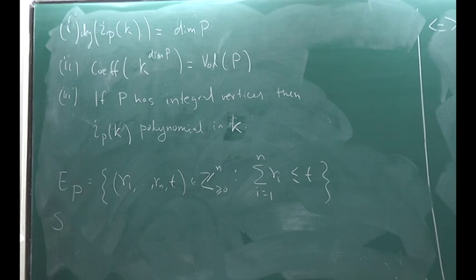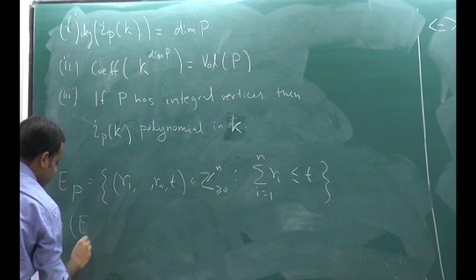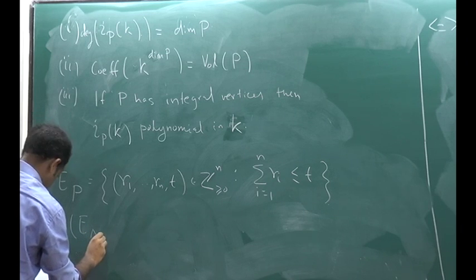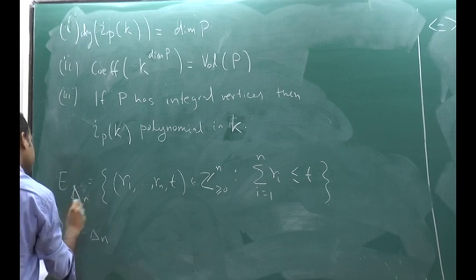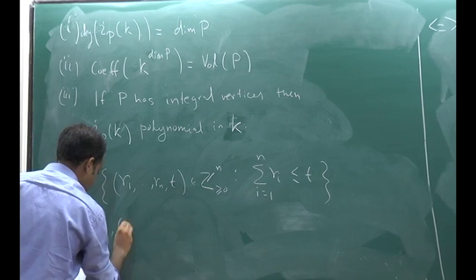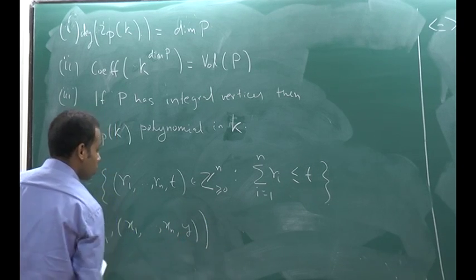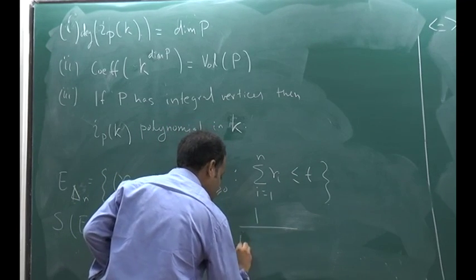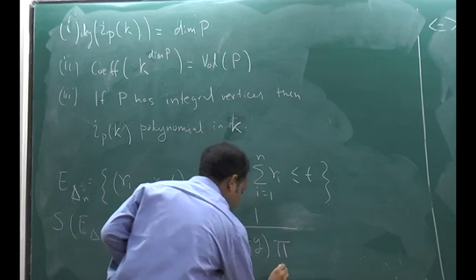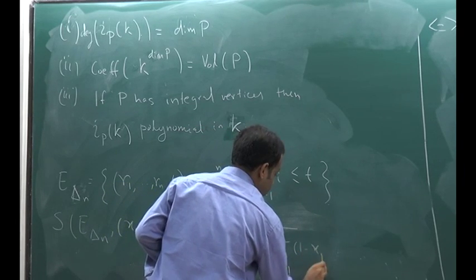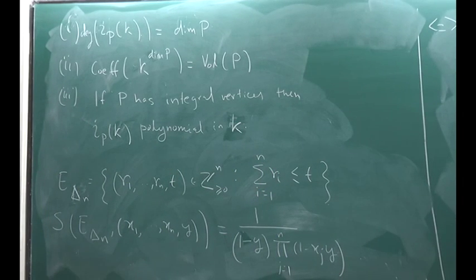Now given this is the monoid, what's the power series? The power series will turn out to be E delta n of x1 to xn comma y. This will be 1 by 1 minus y times the product of j equal to 1 to n of 1 minus xj y. This you can prove easily by similar calculations. Here you can think of y power xi as xi itself, and this will come as the implication.